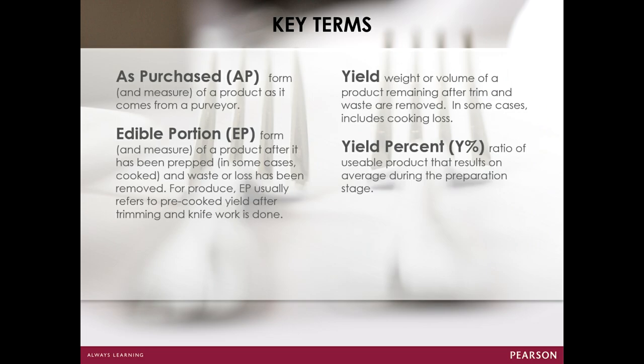The yield percentage is the ratio between our edible portion amount and our as purchased amount. So what's our score out of our as purchased? We bought 10 pounds. We are left with 8 pounds after we processed them. So we have an 80% yield, right?